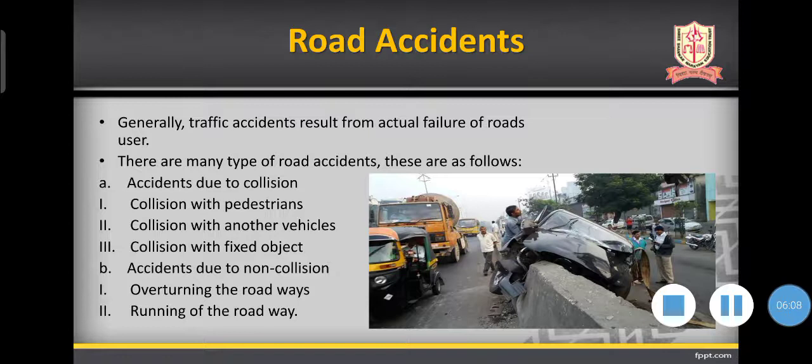There are many types of road accidents. The accident due to collision. The collision means with a pedestrian, meaning the person crossing or walking, you can collide with that, or collision with another vehicle, or collision with a fixed object, as you can see in the diagram. Then the accident due to non-collision means if you're turning, overturning, or running off the roadway, or your vehicle has slipped, then these are known as accidents due to non-collision.